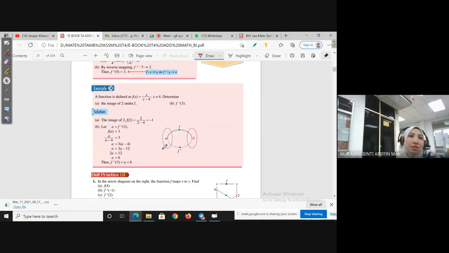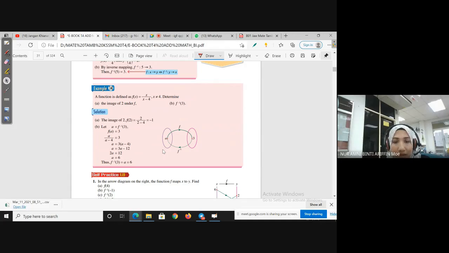Okay, sekarang ni kita nak cari nilai. Okay, to find the value for f inverse function of 3 without the question giving you the diagram. Tanpa dia bagi you diagram. So first, you tengok dekat sini. Okay, a function is defined as f(x) equal to x over x minus 4.